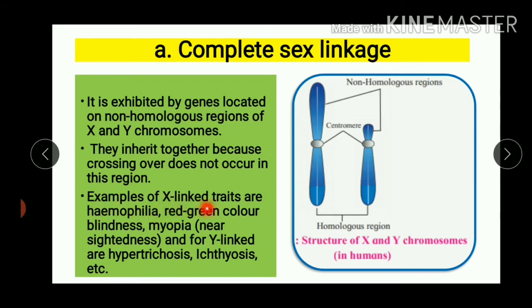Examples of X-linked traits are hemophilia. Now hemophilia, it is a medical condition in which the blood clotting time is delayed. Red-green color blindness, myopia, that is nearsightedness, and for Y-linked, hypertrichosis means hairy pinna, ichthyosis. Ichthyosis, it is a group of skin disorders characterized by dry, scaly or thickened skin.